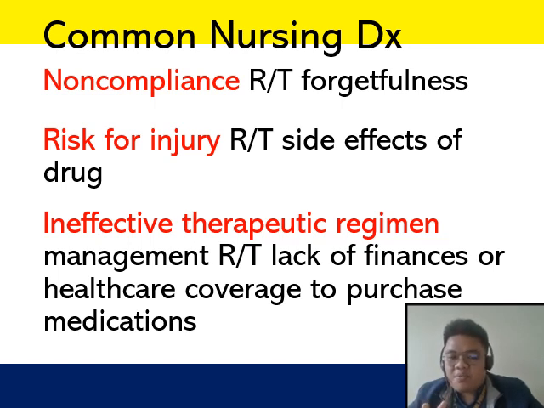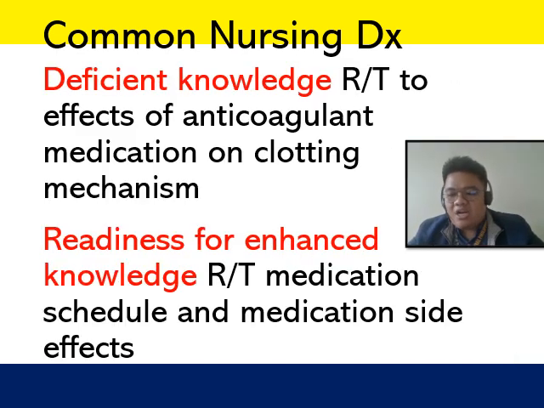Then we have ineffective therapeutic regimen management related to lack of finances and healthcare coverage to purchase the medication. So this is the reality of our situation. So that's why we still educate our patient and then we offer them possibilities of having resources such as your social worker. Then we may have deficient knowledge related to effects of anticoagulant medication on clotting mechanism. And then readiness for enhanced knowledge related to schedule and medication side effects. That's why there are cases wherein we will be giving medication information sheets to our patient to ensure that they fully understand the side effects of these medications.